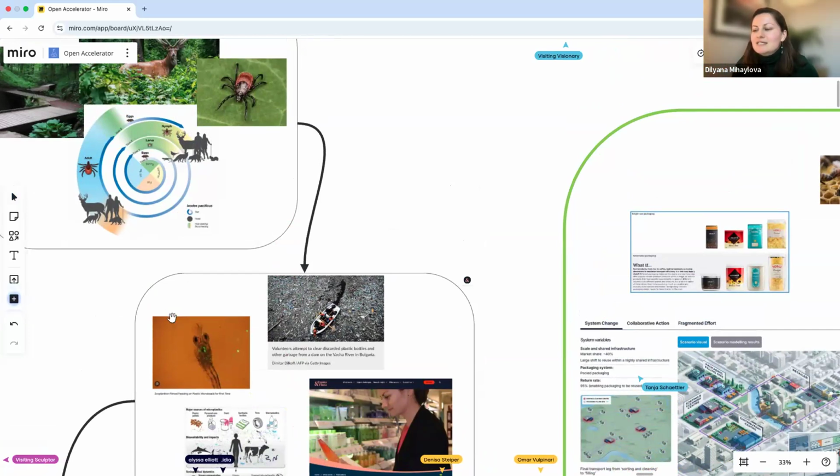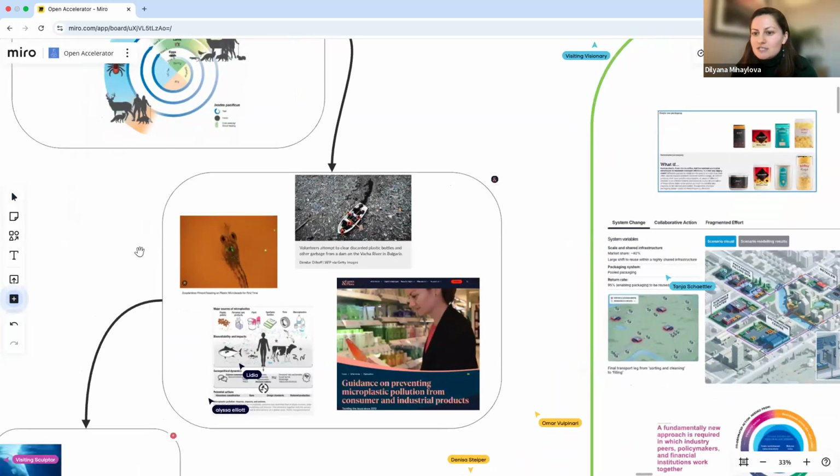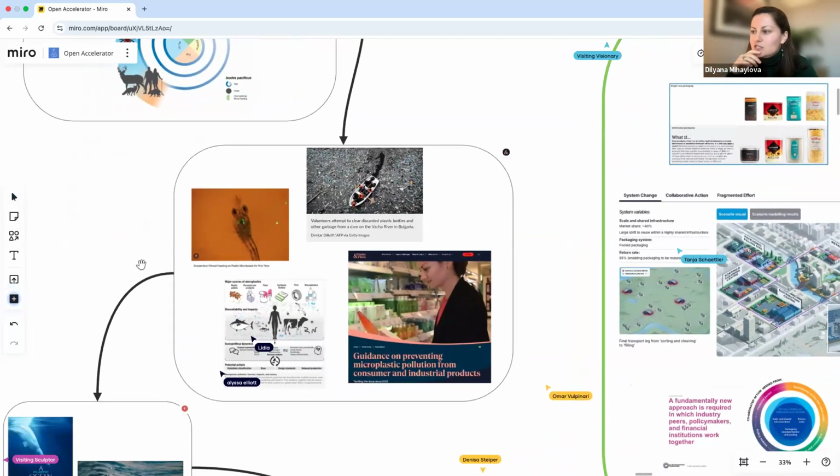So in the first systems change initiative that I worked on, we formed a coalition of NGOs to look at the root causes of plastic pollution, specifically these tiny pieces of microplastics in the oceans.